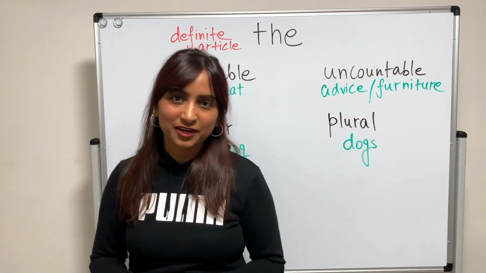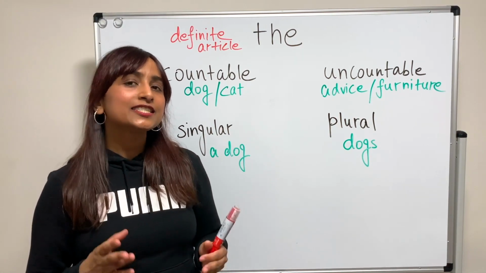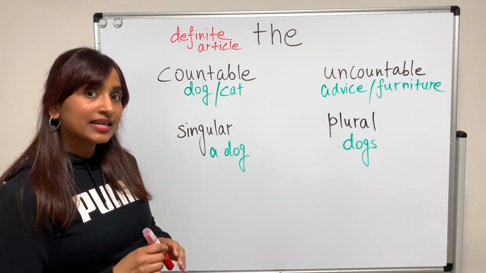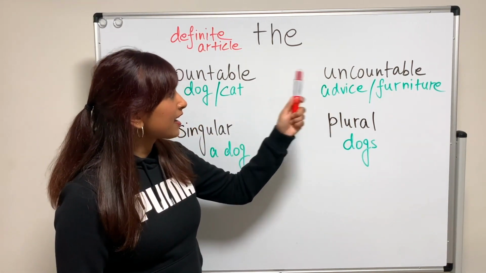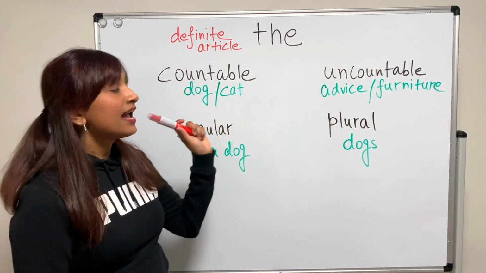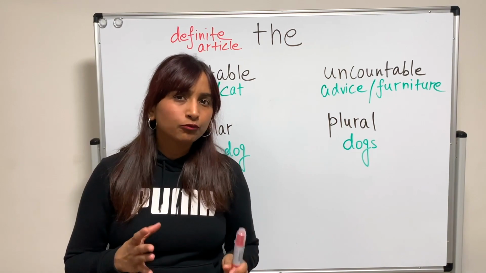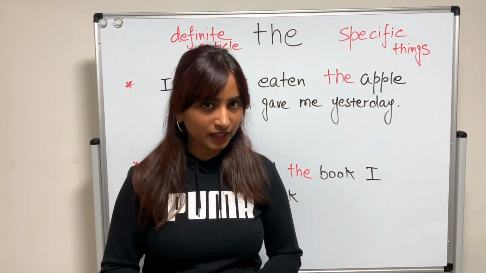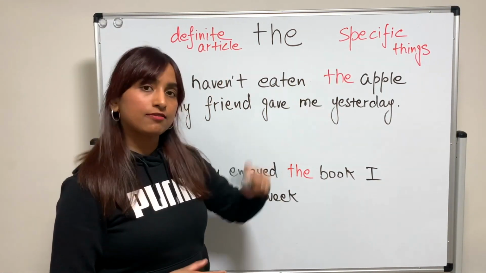In this part of the video, we're going to talk about the article "the." The is also called the definite article. We can use the for countable nouns, uncountable nouns, singular nouns, and plural nouns. Now let's talk about the general rules of the. The first rule is we use the for specific things.